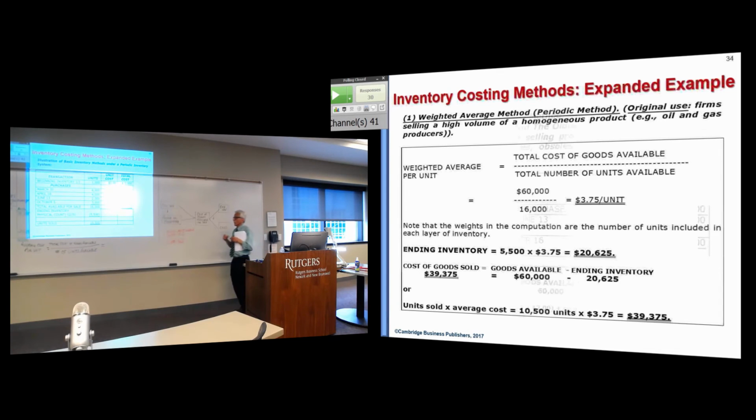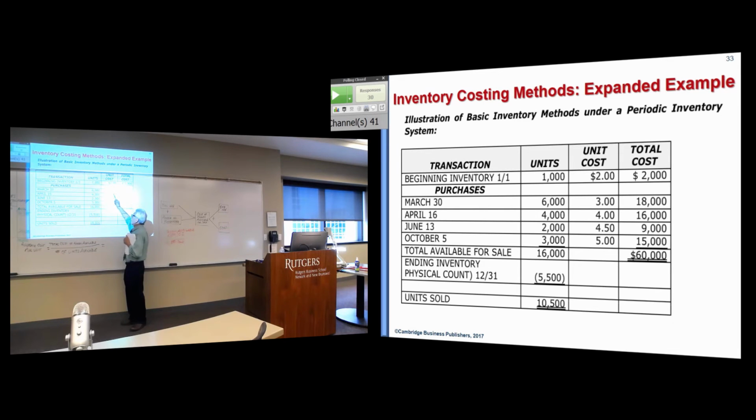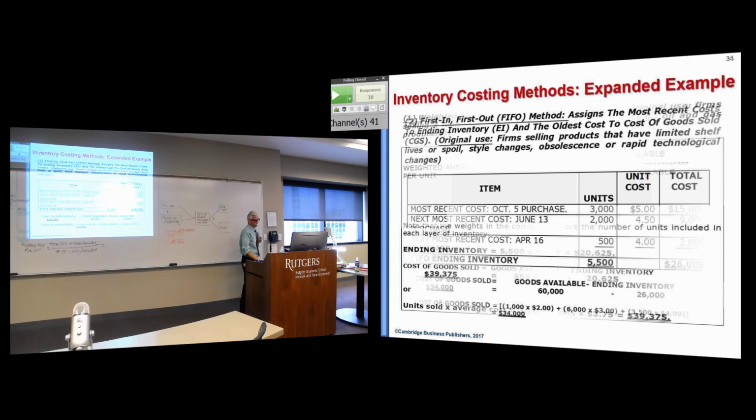You could say first in, first out. How many units did I sell? I sold 10.5. Start at the top, 1,000 at 2, 6 at 3, that's 7,000 units, and I need another 3,500 at 4. So I can always do it that way as well. And that's what you see on the bottom of the screen.